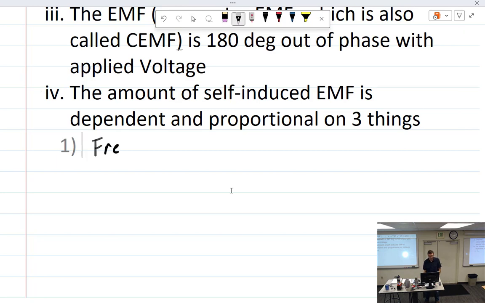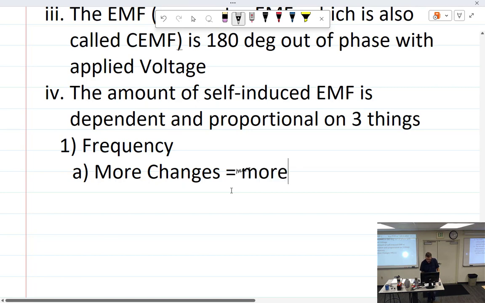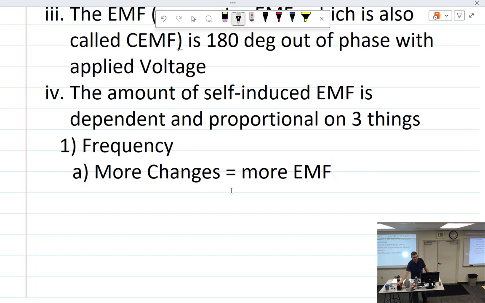Those three things are frequency, which is to say more changes equal more EMF. So the higher the frequency, the worse the problem. We can go to extremes. DC doesn't have the problem, right? There's my extreme on one end. The other end is kilohertz. When we get up in the kilohertz range, it's going to make more and more of a problem. More changes, we have more EMF.